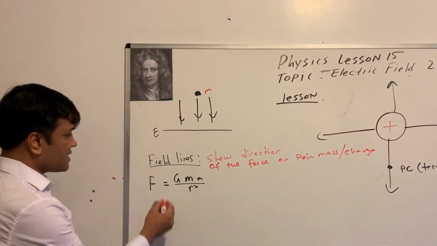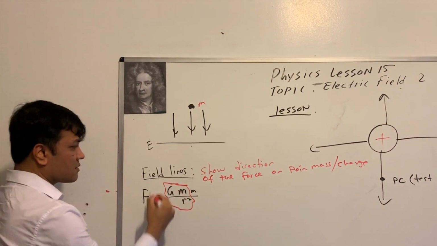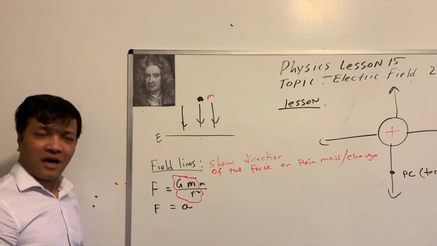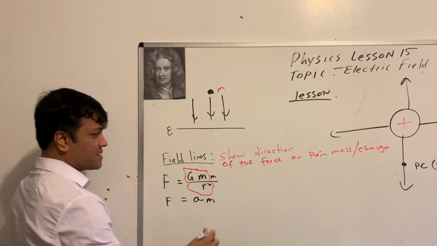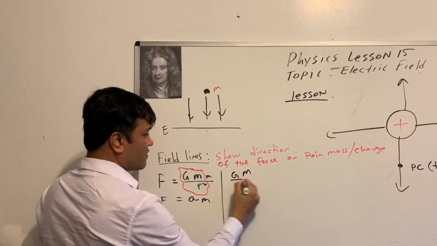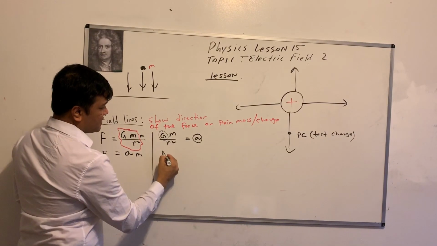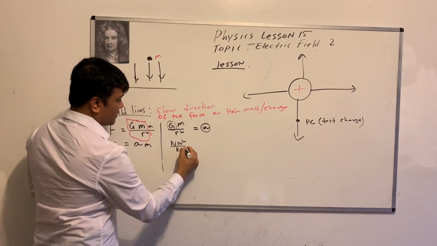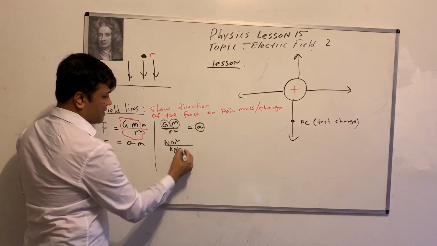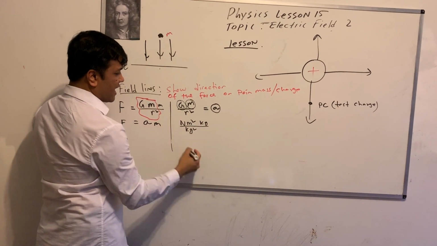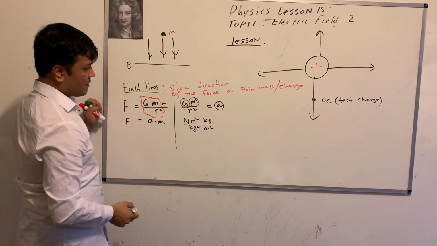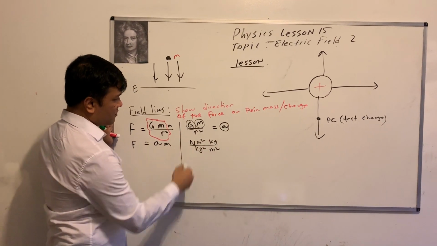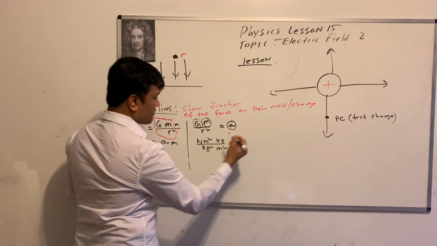Then this must be A. Oh, voila. How do you know this must be A? I'm going to prove it. Gm over r squared is equal to A. The units are Newton, meter squared, and kilogram squared. Mass is kilogram, and r squared is meter squared. Let's see whether they make sense. Yeah, they do make sense. So it is equal to A.